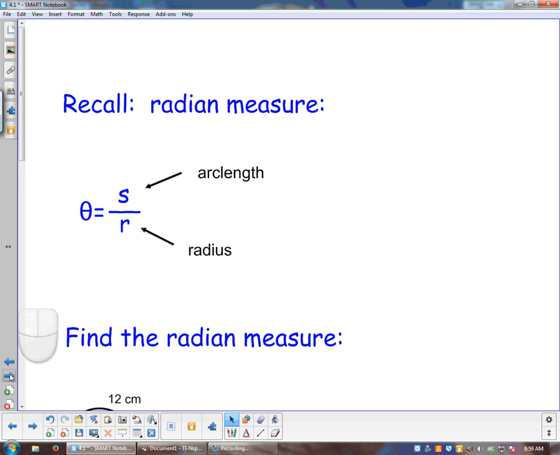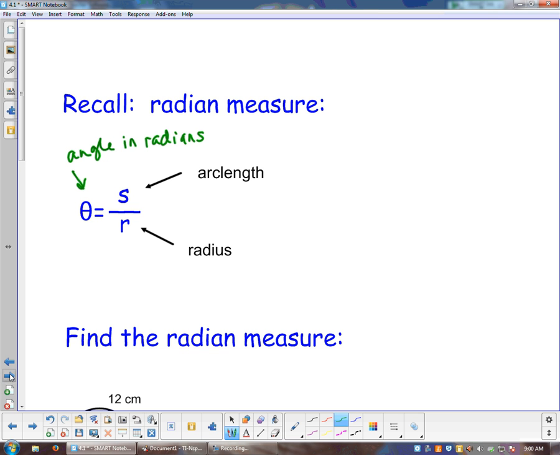So recall, radian measure: theta equals S divided by R, so that's arc length divided by radius. Theta is your angle, and this one means it has to be in radians, not degrees. So your angle measured in radians is going to be equal to the arc length, some portion of a circle, divided by the radius.